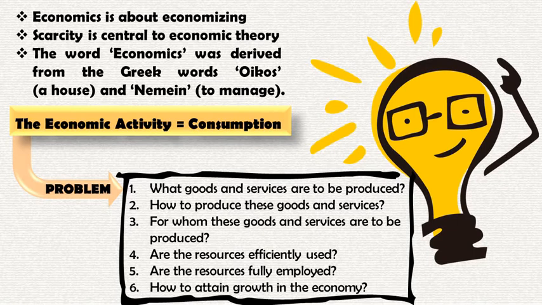Okay? Next is number 5. Are the resources fully employed? Ibig sabihin po, yung raw materials po ba na yun, hindi lang siya ginamit for a certain product. Kumbaga, yung raw materials na yun, it can be applicable with all the goods that you are producing.